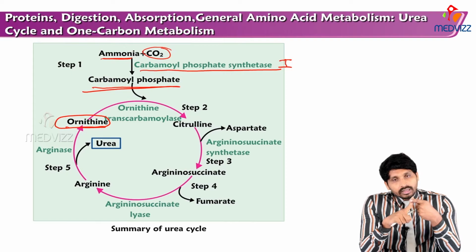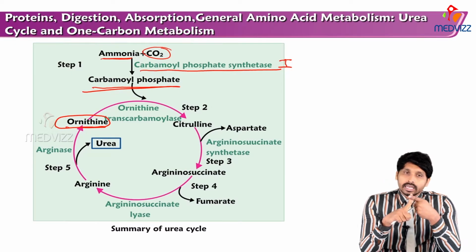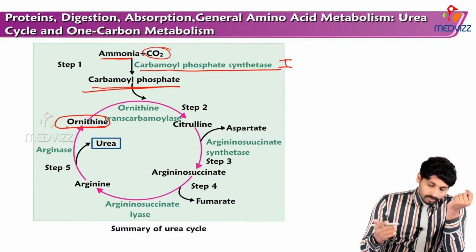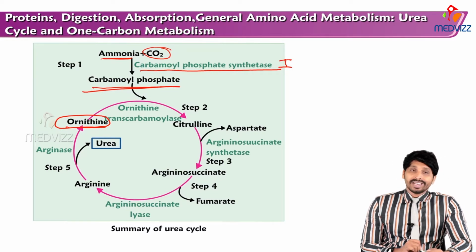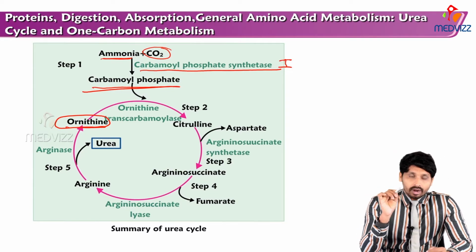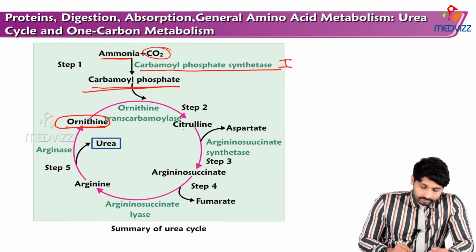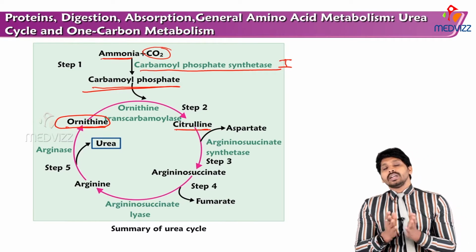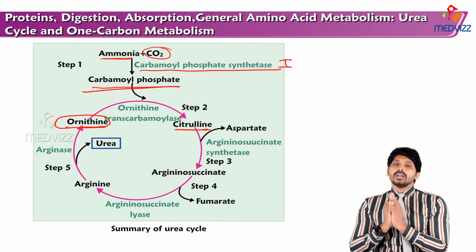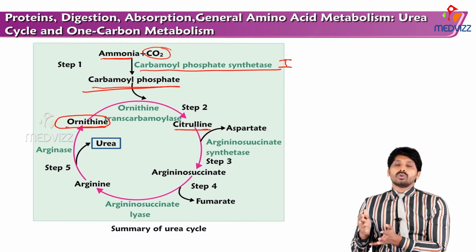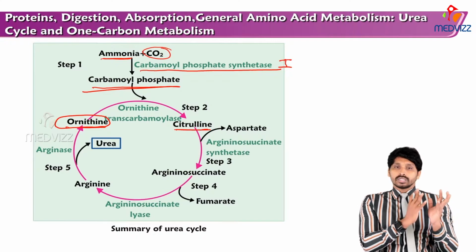Here ornithine is involved in the second reaction and, in the last step, it will be regenerated. By the enzyme ornithine transcarbamylase, which is also present in mitochondria, carbamyl phosphate combines with ornithine and forms citrulline. There are citrulline transporters available in mitochondria, so that whatever citrulline is formed in mitochondria can be shifted to the cytoplasm.